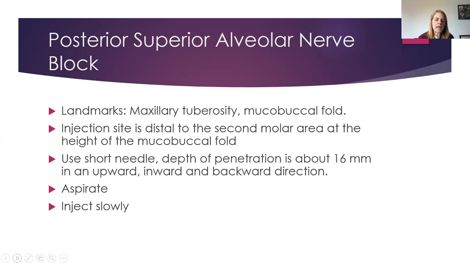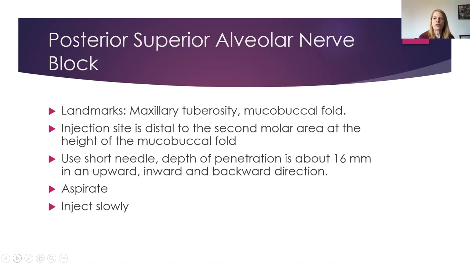So for our PSA, our landmarks are the maxillary tuberosity and the soft depression at the height of the mucobuccal fold, distal to that last molar. The injection site is distal to the second molar, or the last molar area, at the height of the mucobuccal fold. We're using a short needle. Our depth of penetration is about half of that short needle, 16 to 20 millimeters, in an upward, inward, backwards direction. And this is where I told you that we're going at a 45 degree angle to our mid-sagittal plane and a 45 degree angle to our occlusal plane.